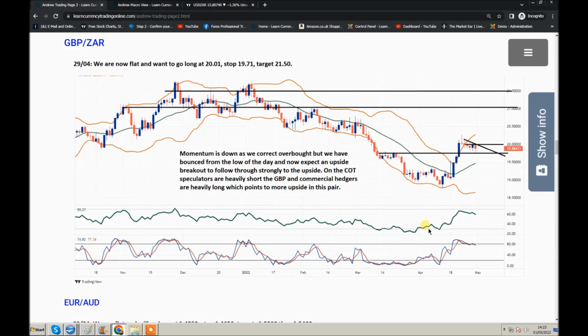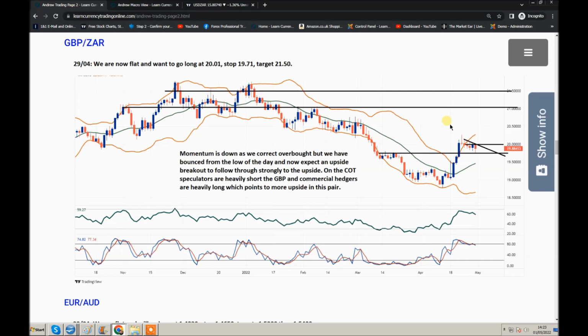All right, we're on GBP ZAR. Now, in terms of our trading, we did get a nice long trade there. We've since been taken out on stop and want to get back long. And I think this is a good support level here. You can see the bodies and the tails where my cursor is. We bounced from that level on Friday, breakout above 20, I think 21, then 21.50 could be on the cards.